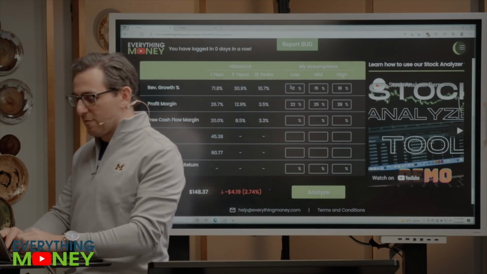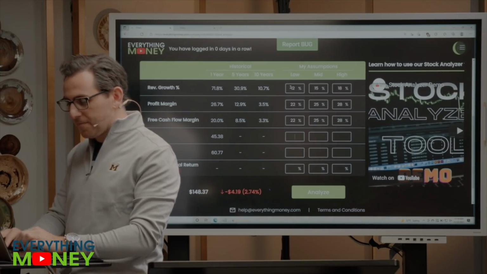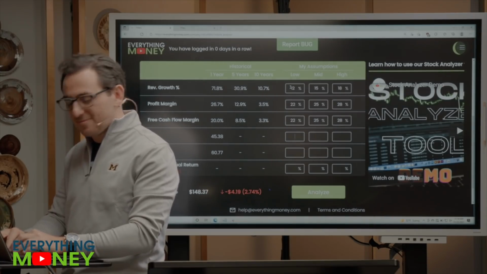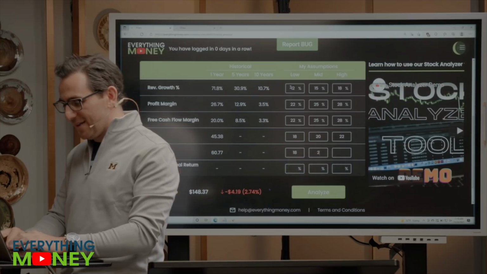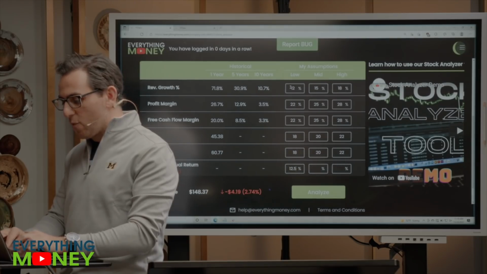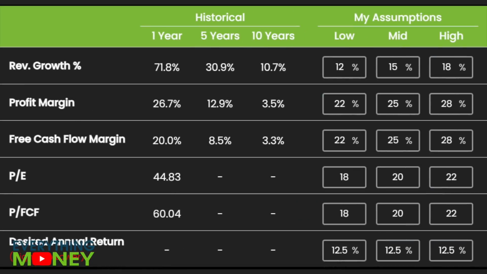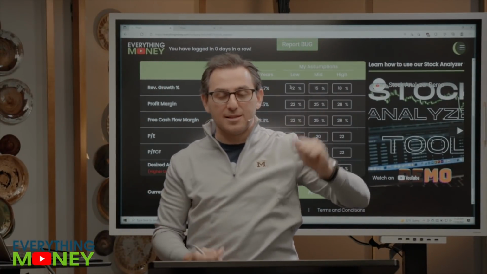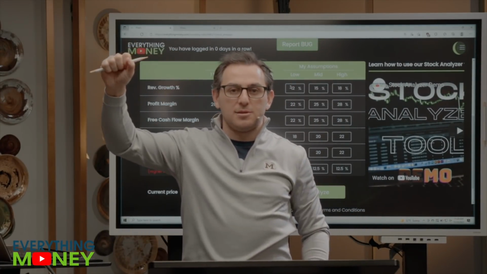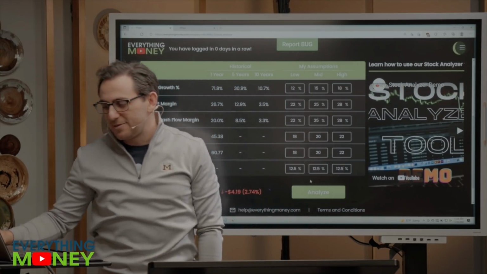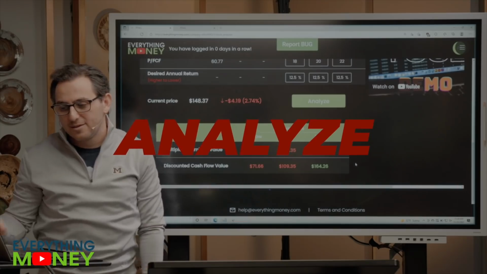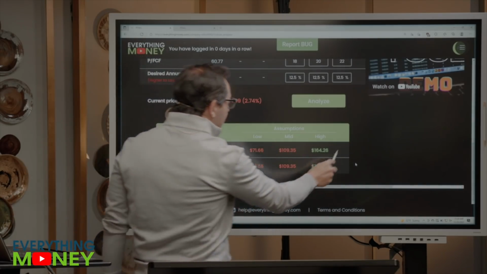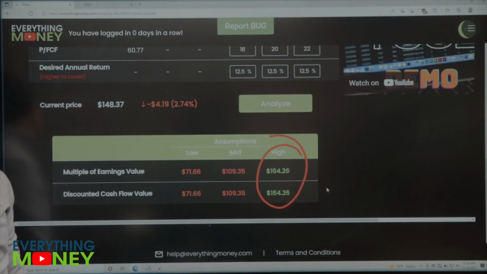Free cash flow margin. Let's do the same thing. Same thing. PE: 18, 20, 22. I love it. And then always, guys, I always do a return of 12.5%. The more risk involved in the company, the higher that should be, because it should be your margin of safety, essentially. The higher the return you want, the less you pay, right? That just makes sense. The less you pay for something, the more return you make. Hit the analyze button. The stock's at 148. Okay, on the very, very high end, it hits it. 164. How did we get even close with this thing?